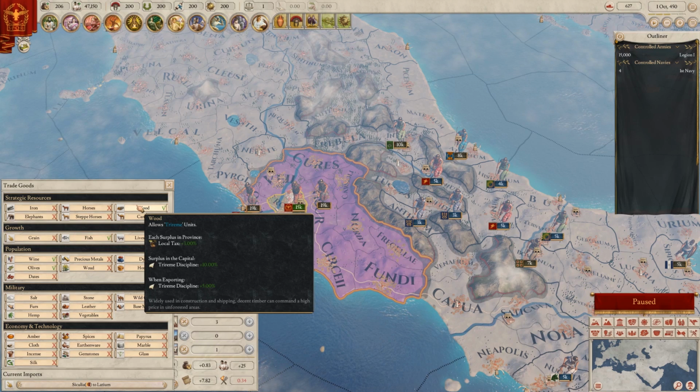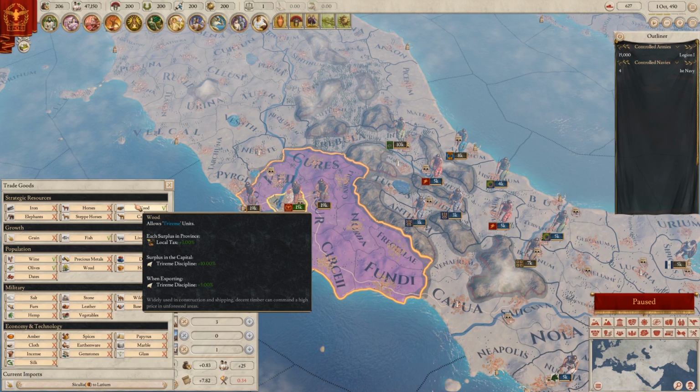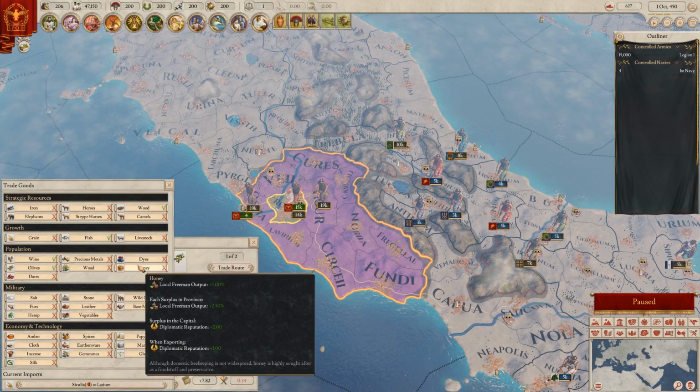For example, here with wood, when you have a surplus in the capital, you get 10% extra disciplines for your boats. But if you're exporting it, instead of keeping the surplus, you will get money for exporting it, but you will also get 5%, so you're getting half the bonus.